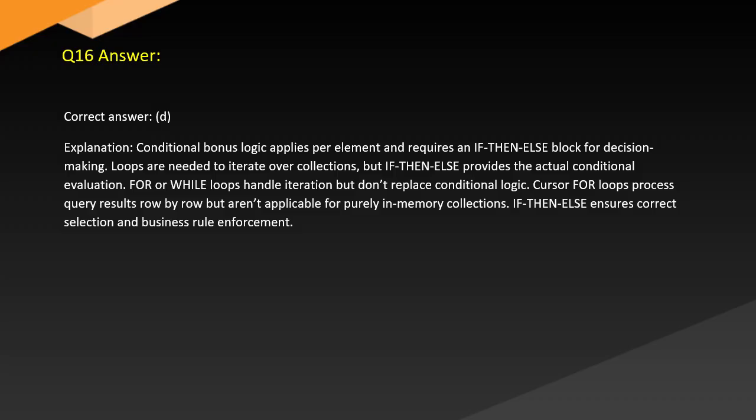Answer. Correct answer: D. Explanation. Conditional bonus logic applies per element and requires an if-then-else block for decision-making. Loops are needed to iterate over collections, but if-then-else provides the actual conditional evaluation. For and while loops handle iteration but don't replace conditional logic. Cursor for loops process query results row by row but aren't applicable for purely in-memory collections. If-then-else ensures correct selection and business rule enforcement.